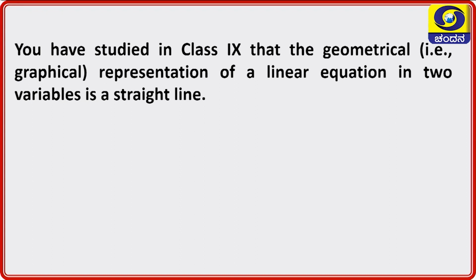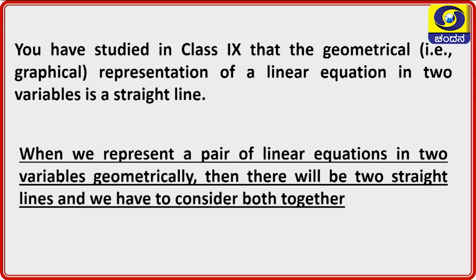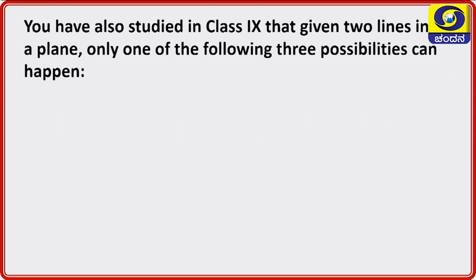We have studied in class 9 that the geometrical or graphical representation of a linear equation in 2 variables is a straight line, mx plus y is equal to c. We have learned that one. When we represent a pair of linear equations in 2 variables geometrically, then there will be 2 straight lines and we have to consider both straight lines together.